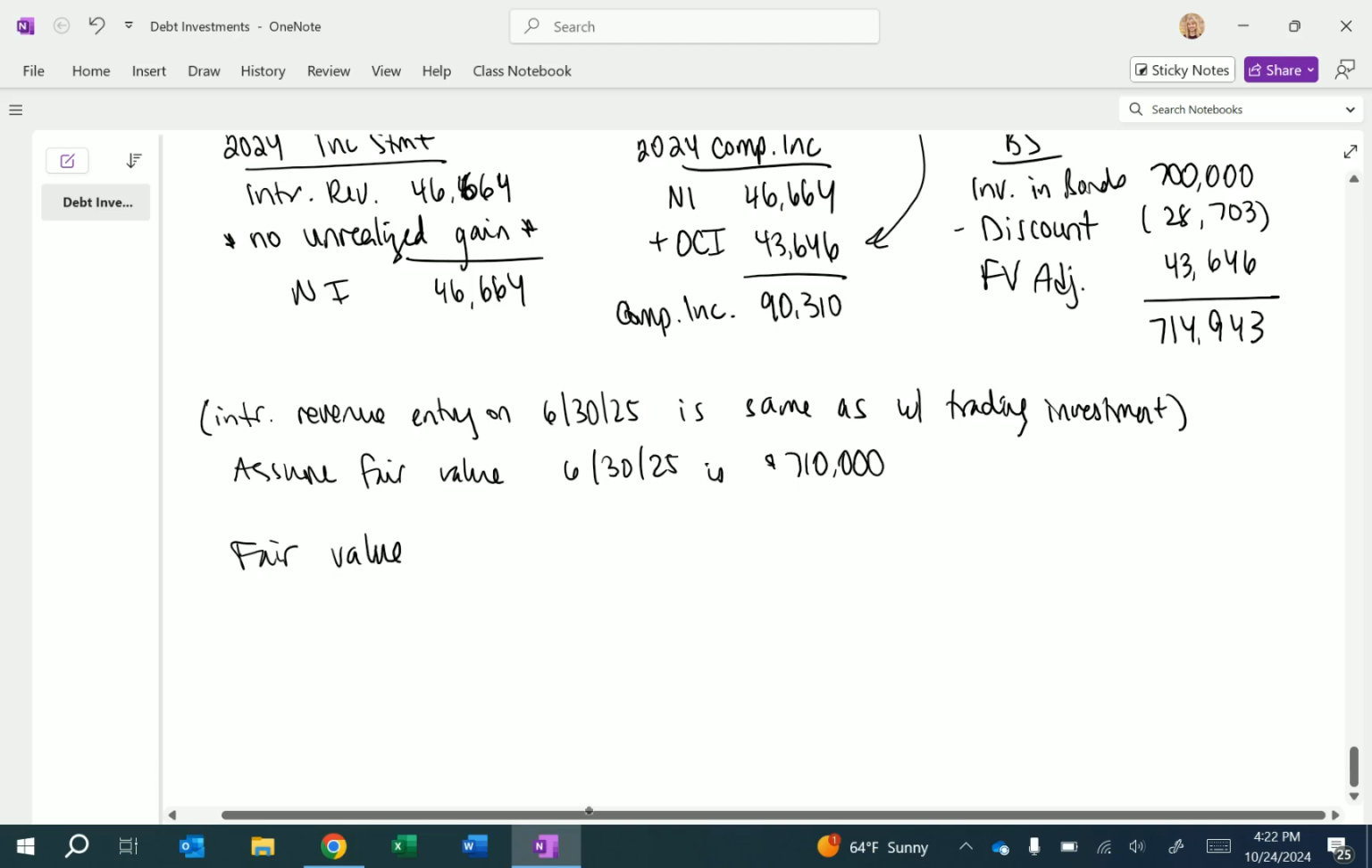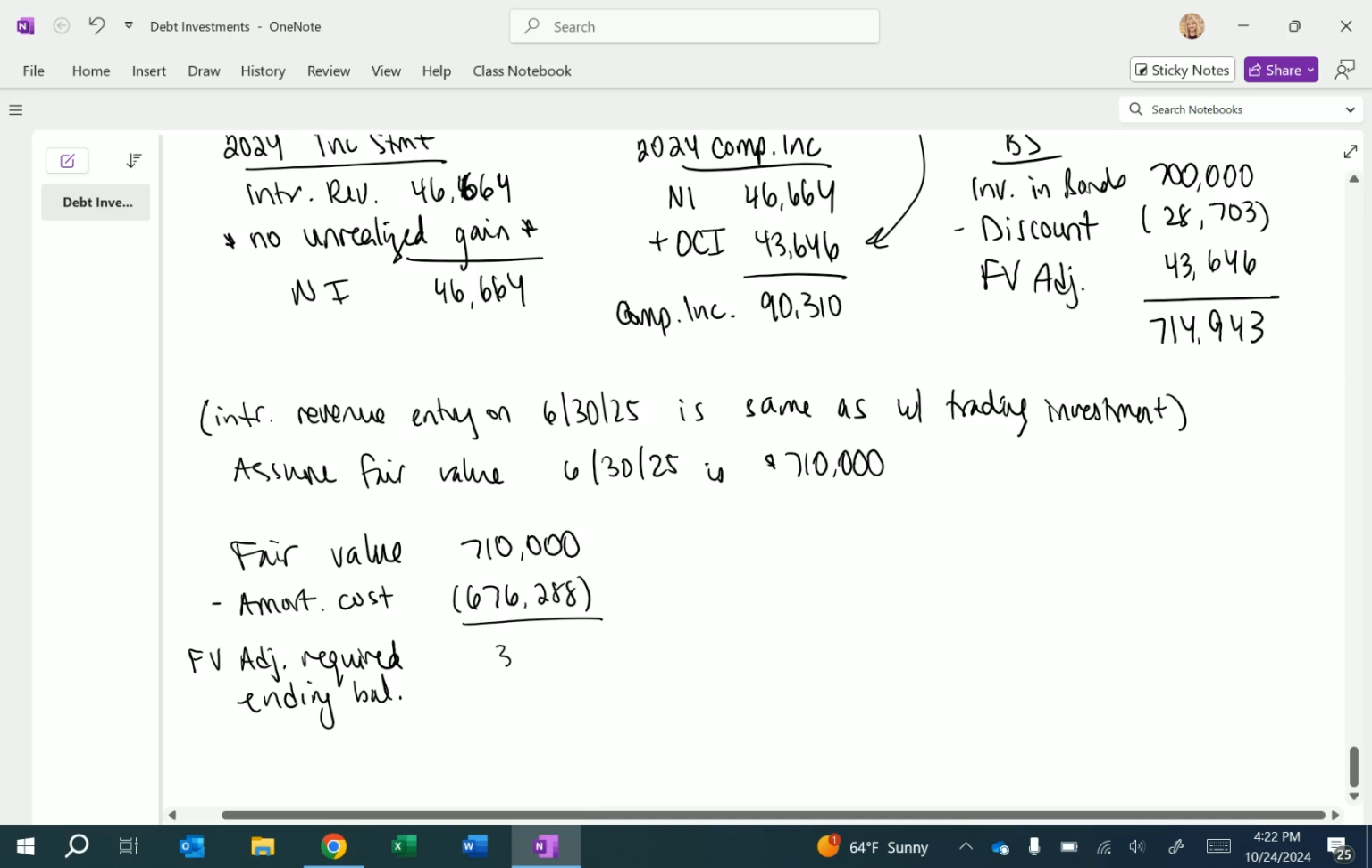This is not going to be any different when we're just doing the math here about what is the amount of our fair value adjustment. Fair value is 710. The amortized cost, we did one additional interest revenue and discount amortization. Amortized cost 676,288. And the fair value adjustment balance, the required ending balance, is 33,712. Okay, we should be familiar with this. We saw this with our trading security.